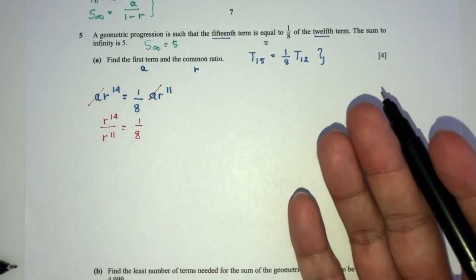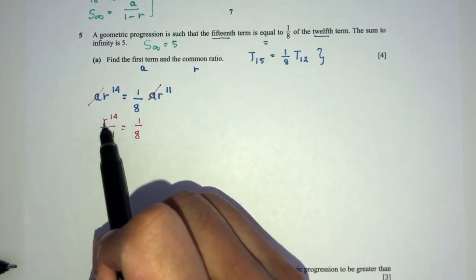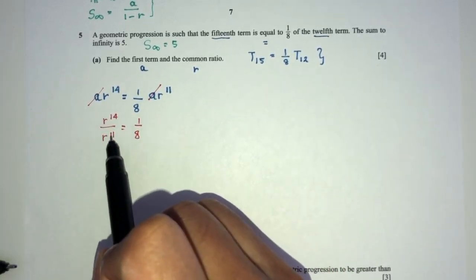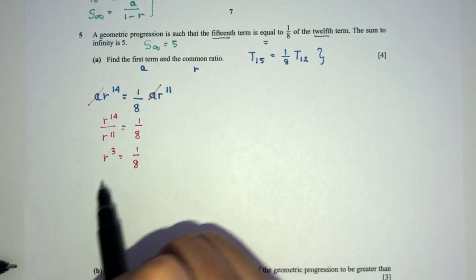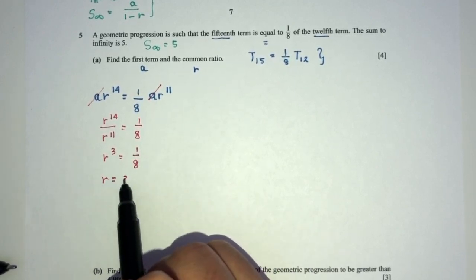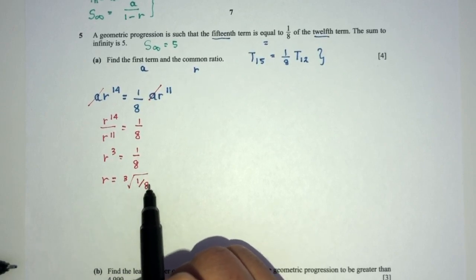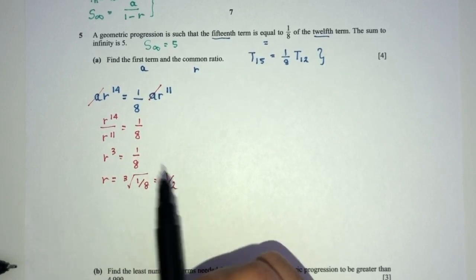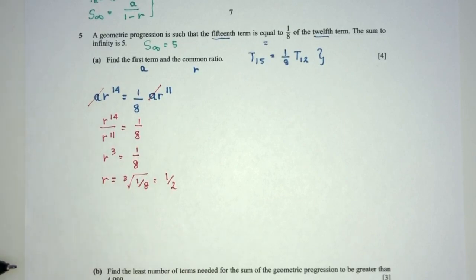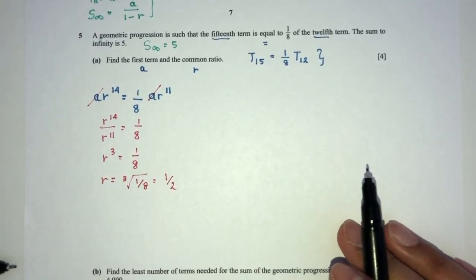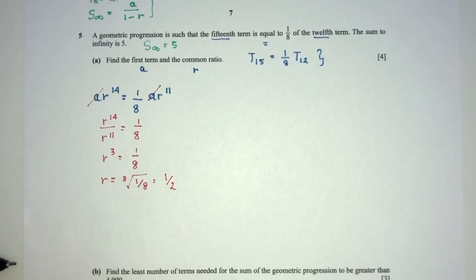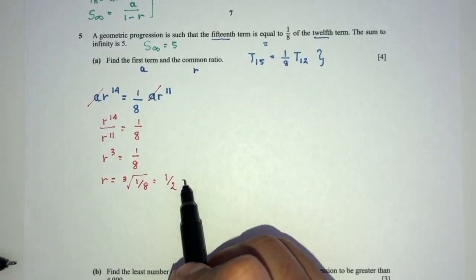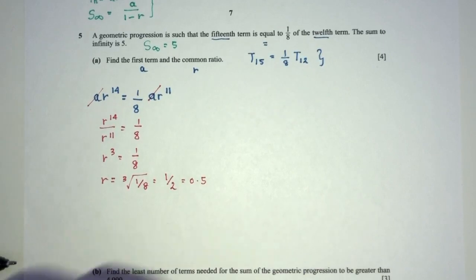Simplify by the laws of indices. That will be r^14 divided by r^11 becomes r to the power of 14 minus 11. That will be r^3 equals 1 over 8. So r will be the cubic root of 1 over 8. That should be 1 over 2. Here you go. Now what else? From here, we know the value of r. Let's see how we can find the value of a. Again, half is just 0.5, by the way, right?